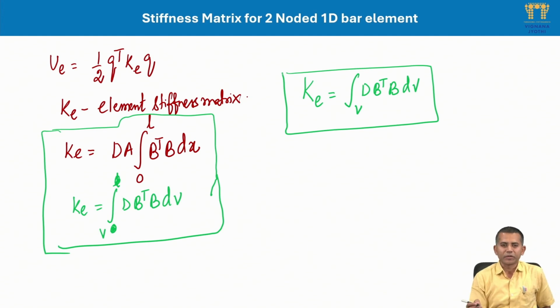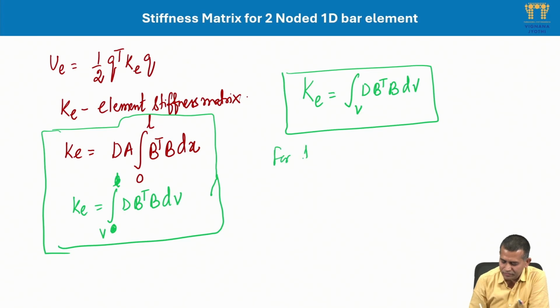So it is applicable whether it is a 1 dimension, 2 dimension or a 3 dimensional as well. The only thing is that based on the number of dimensions in the element, this D will change and your B will change, right? So for 1 dimensional, the D will be simply E. If it is for 2 dimensional, the D will be a 2 by 2 matrix.